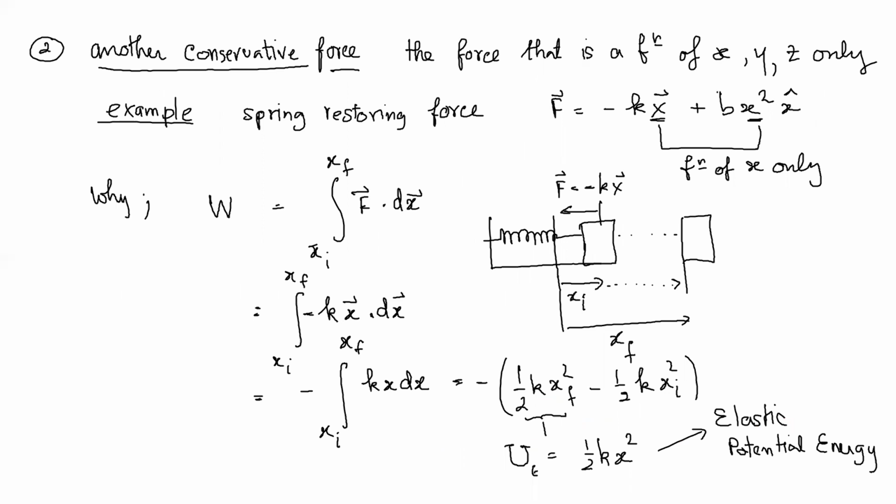For example, in one dimension, you see that the spring restoring force is F equal to kx. Even though you have other terms involved, for example, plus bx squared in the x direction, it is still a function of x only. So when you're doing the work done of F dot dx, you don't have any component on the y-axis or on the z-axis. So it is Fx dx and Fy dy and Fz dz.